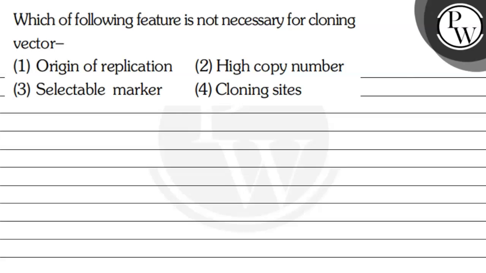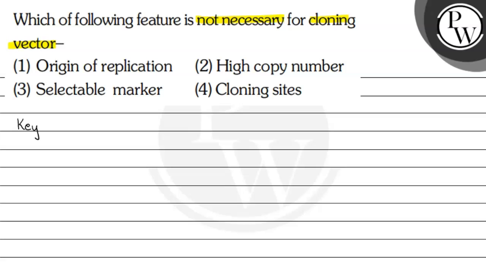So the question says, which of the following feature is not necessary for a cloning vector? The four options are: first, origin of replication; second, high copy number; third, selectable marker; and the fourth is cloning sites. So in चार options में से हमें correct option को identify करना है.